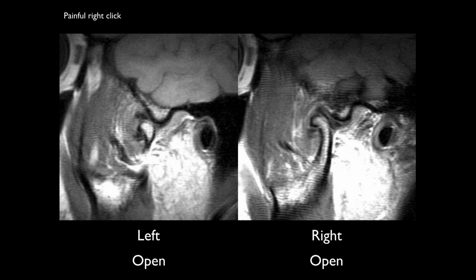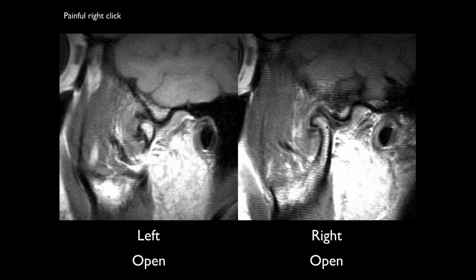Well, on the right side, the head is moving anterior to the disc, whereas on the left side, it's still posterior to it. So what we have here now, the disc is in a normal position between the condylar head and the articular eminence on the right side. So we say that this patient has an anteriorly displaced disc, which captures on opening the mouth. On the left side, the disc stays anterior, both the anterior and posterior portions of the disc, so there's no capture of the disc. So that click on the right side is when the condylar head flips over the posterior edge of the disc to capture the disc, and that produces the painful click.